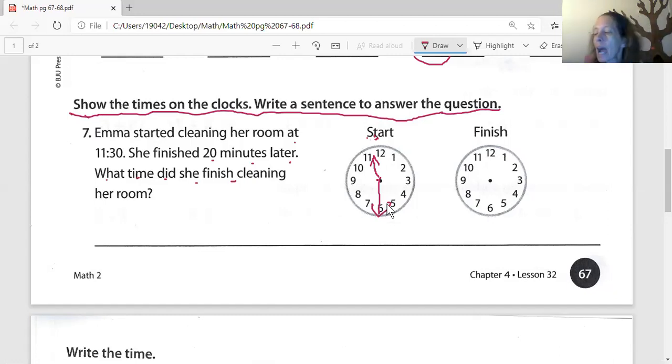And what time did she finish cleaning? How long did it take her to clean her room? Hunter, 20 minutes. Okay? So I take my clock right here and I start where she started. She started at 11:30. So now my 5 minutes start from here and I go 5, 10, 15, 20. Okay? So what time is the hour? Is the hour the same? Have I gone all the way around the clock yet? No. So my hour hasn't changed.